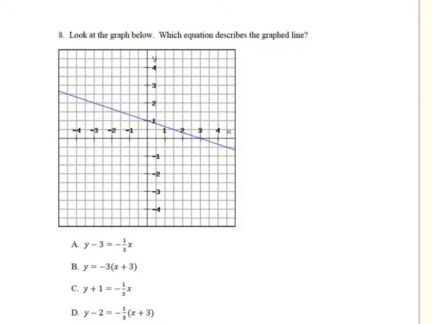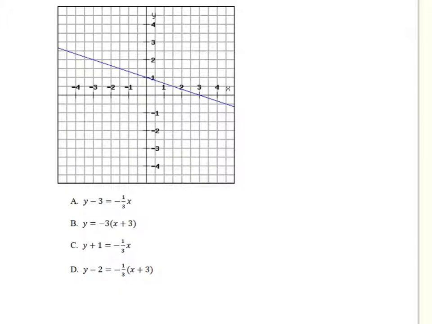Number 8 has us finding the equation in point slope form that goes with the graph of the line. So the easiest way to do this is to take a look at all these different equations down here and see if you can come up with points based on the equation that's given. So by that I mean, if you look at this one right here, let's look at that first one.